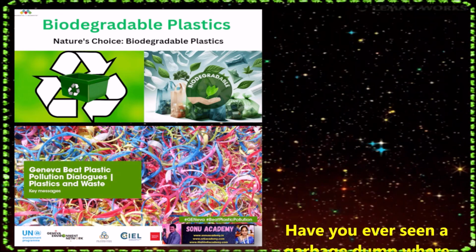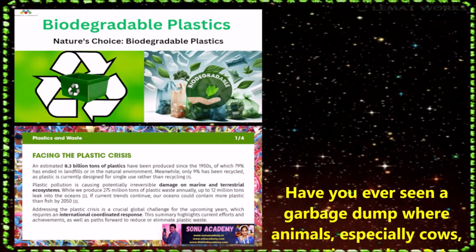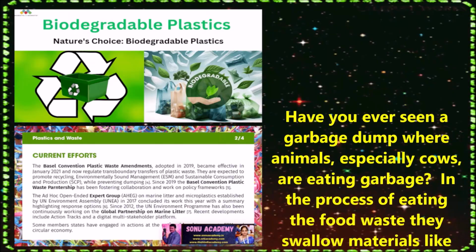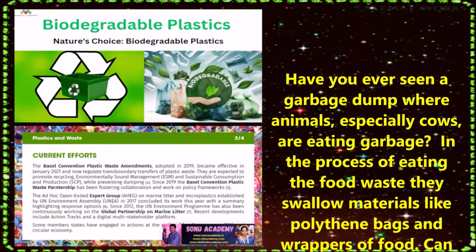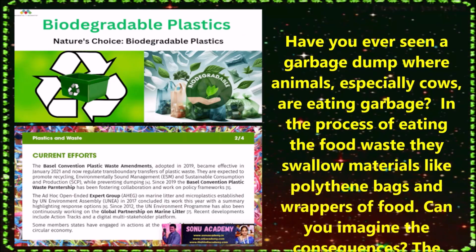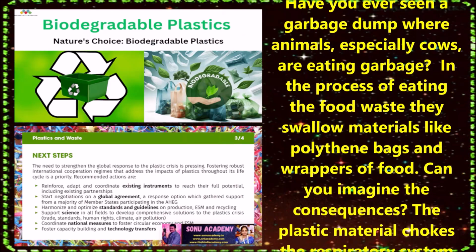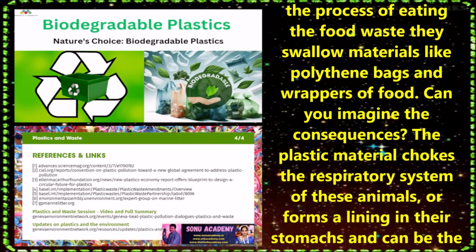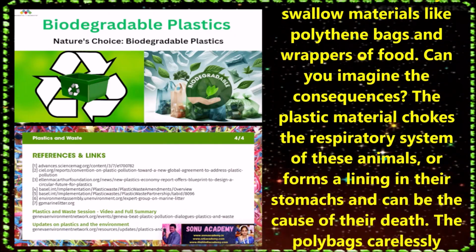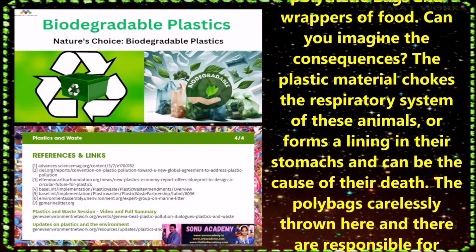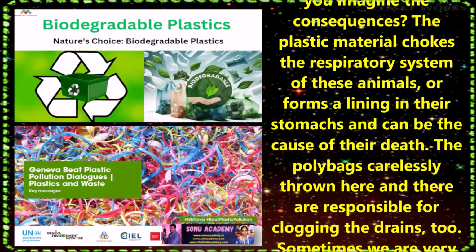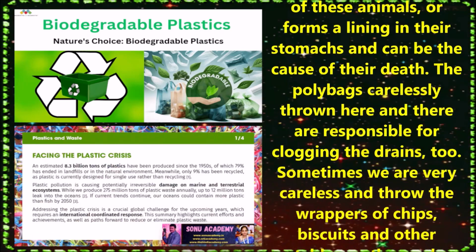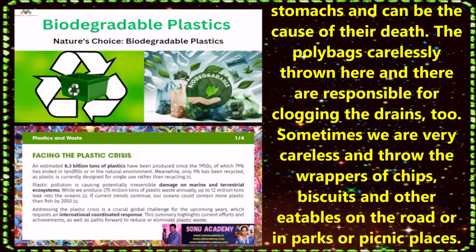Children, let us discuss how this problem can be solved. Have you seen garbage dumps where animals, especially cows, are eating garbage? In the process of eating the food waste, they swallow materials like polythene bags and wrapped-up foods. Can you imagine the consequence? Yes, the plastic material chokes the respiratory system of animals or forms a lining in their stomach and can be the cause of their death. Polybags carelessly thrown here and there are responsible for clogging the drains too.